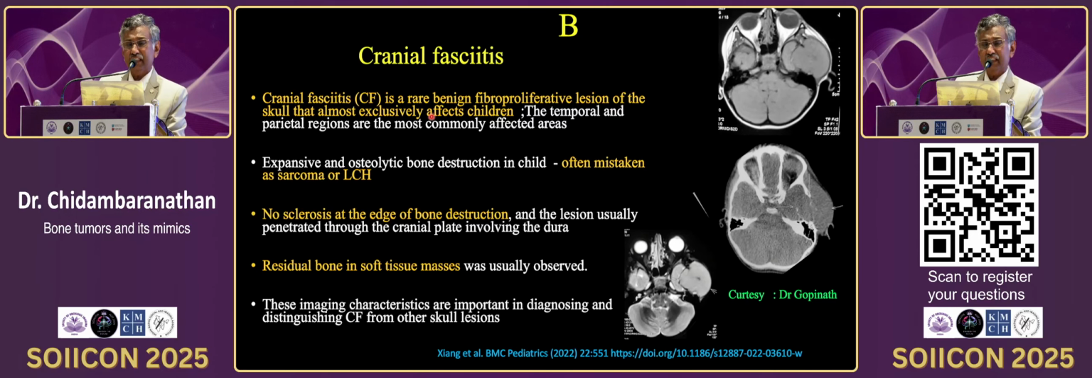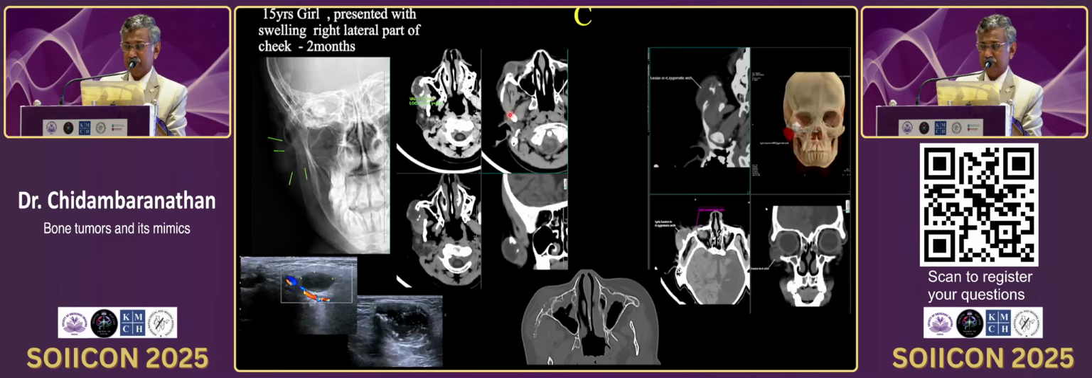Cranial fasciitis is nothing but a rare proliferative lesion of the skull vault. It is a benign, inflammatory condition that often mimics a tumor. This is a 15 year old girl that I showed, with cystic areas and lytic lesions that look like Ewing's, but it's not Ewing's. Look at the cystic areas. What is the diagnosis? Cystic areas, lytic lesions, almost like Ewing's, but it's not Ewing's.